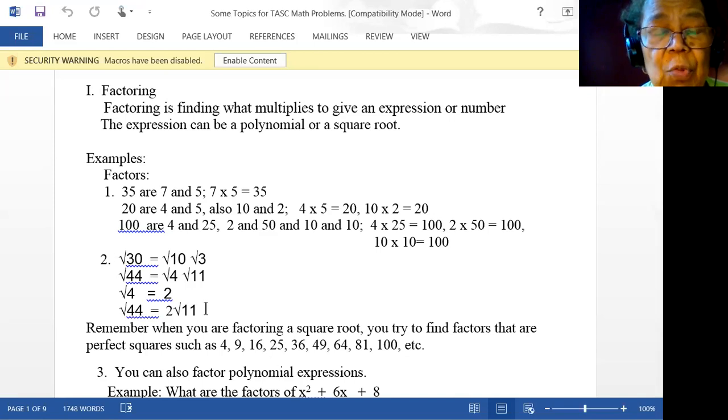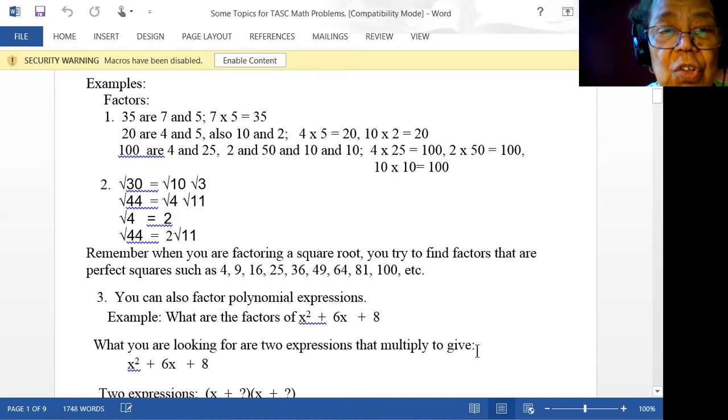Now, remember, when you factor a square root, you try to find factors that are perfect squares. And I gave you some examples of them. 4, whose square root is 2, 9, 16, 25, 36, 49, square root of 49 is 7, 64, 81, square root of 81 is 9, and 100, square root of 100 is 10, and there are others.